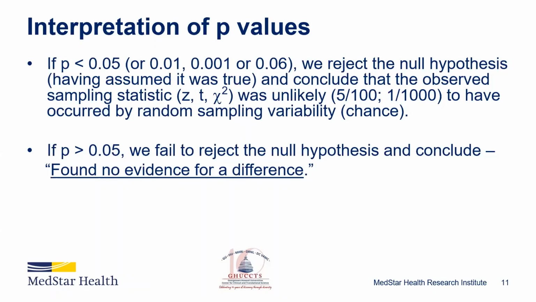And so, as I mentioned, whatever we set our p-value at, our alpha error rate at, then we'll reject the null hypothesis and conclude that the observed sampling statistic, whether that's a normal distribution or a t or a chi-square, was unlikely to have occurred by random sampling variability. If it's greater than our level, say for example, greater than 0.05, then we'll fail to reject, and the only thing we can conclude is that we found no evidence for a difference.